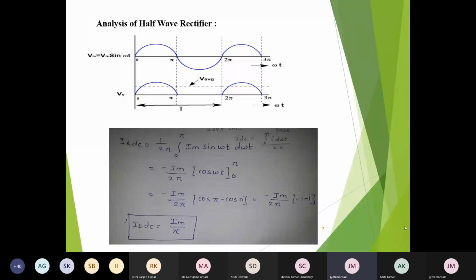So IDC we can find out: IDC is equal to the area under the curve over the cycle, upon the base. The area under the curve is 1 upon 2 pi. We take the integration from 0 to pi, because from 0 to pi our diode is on. We replace Vm by Im sin omega t, integration with d omega t. Now we have to solve this.